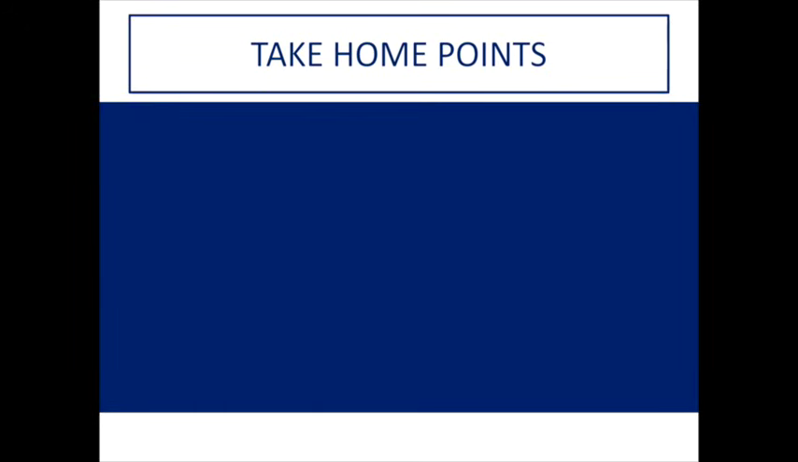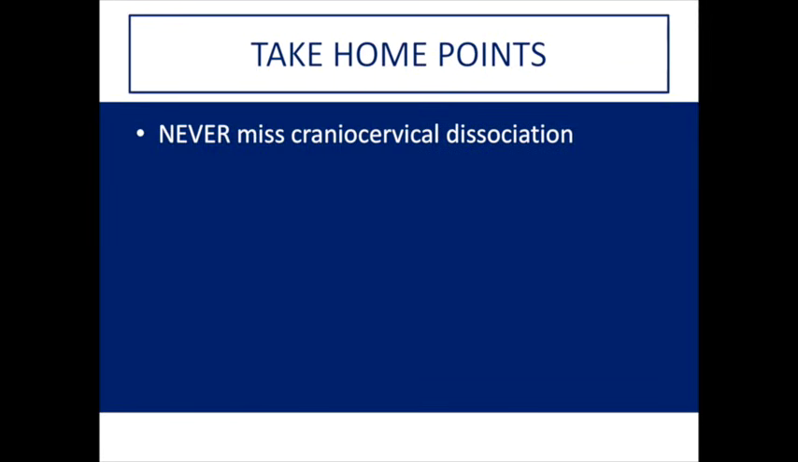Alright guys, take home points. As I mentioned before, don't worry about all the details for now. These are the most important things that you should take away. First, never miss craniocervical dissociation. In other words, you need to evaluate the articulations of the atlanto-occipital and atlanto-axial joints, and you need to know the measurements that we mentioned at the beginning. You're going to look at these every time. I'll put in the point here to also not miss other subtle injuries at the craniocervical junction, such as avulsion fractures of the occipital condyles.